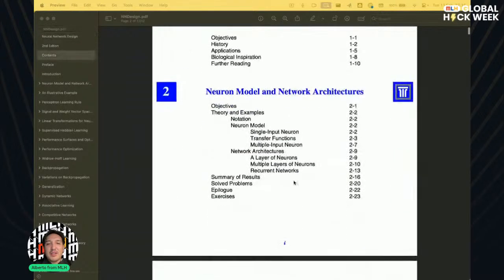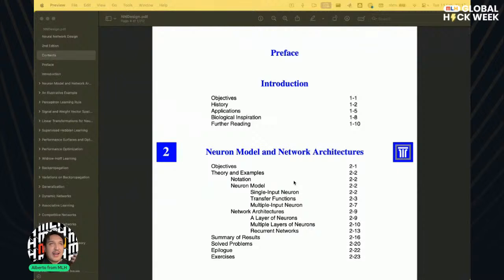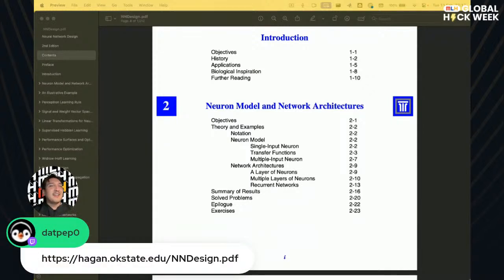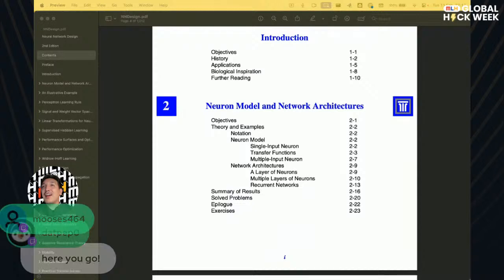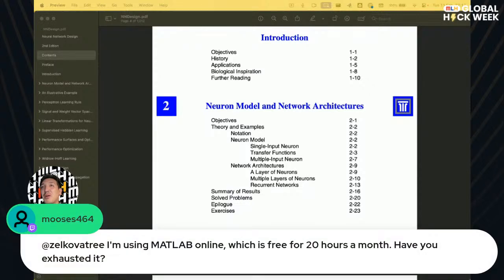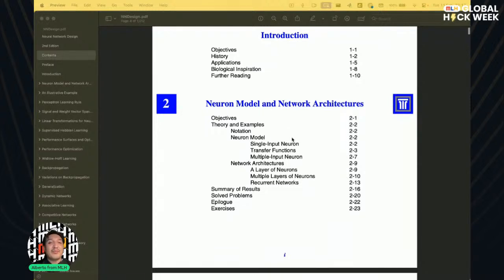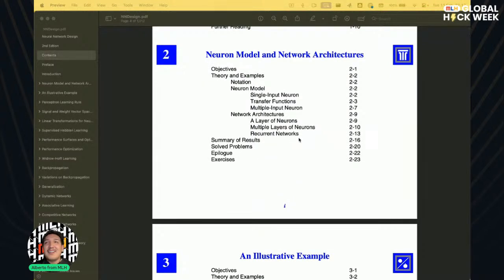And for example, in this, we already cover what a neuron is, like the mental model, the mathematical model, how we take the inspiration from biological neurons. We also talk about the... hey, thanks a lot. Yeah, here's the PDF. Thank you. I'm using MATLAB Online, which is free for 20 hours a month. Oh, that's really nice. I didn't know this actually, that MATLAB Online was free for 20 hours a month. So nice. Thank you, Moses. So yeah, thank you.